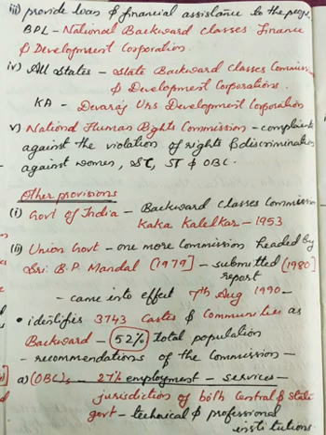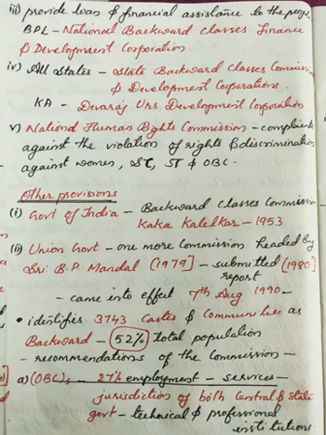Number 4. All the states of the Indian Union can form a State Backward Class Commission and Development Corporation. In Karnataka, the Devaraj Urs Development Corporation is functioning. Number 5. The National Human Rights Commission, NHRC, receives complaints against the violation of rights and discrimination against women, scheduled castes, scheduled tribes and other backward classes.